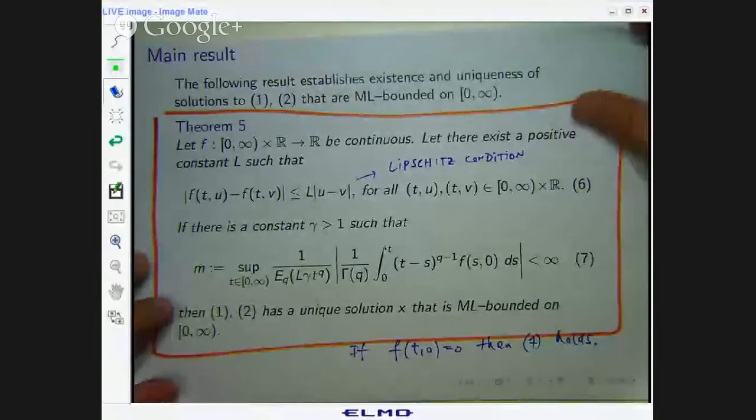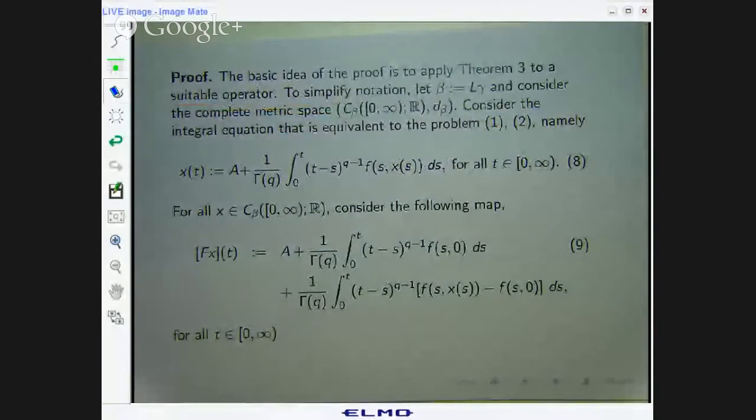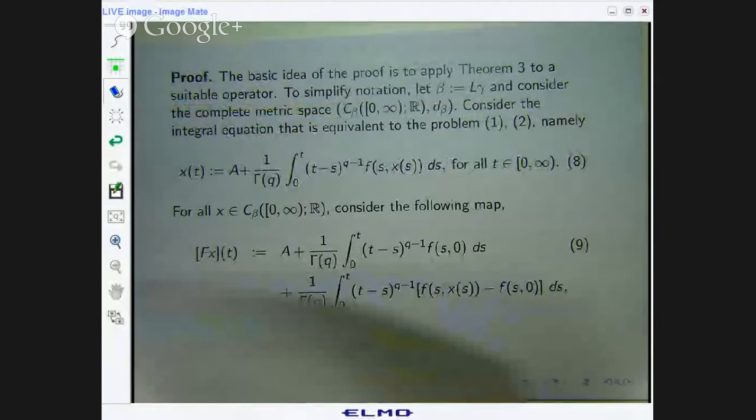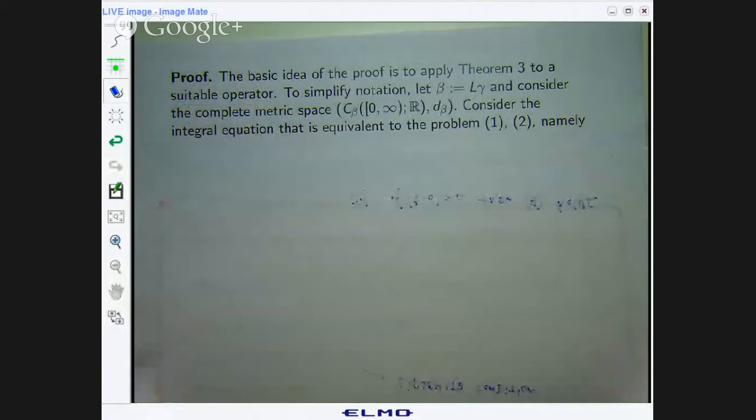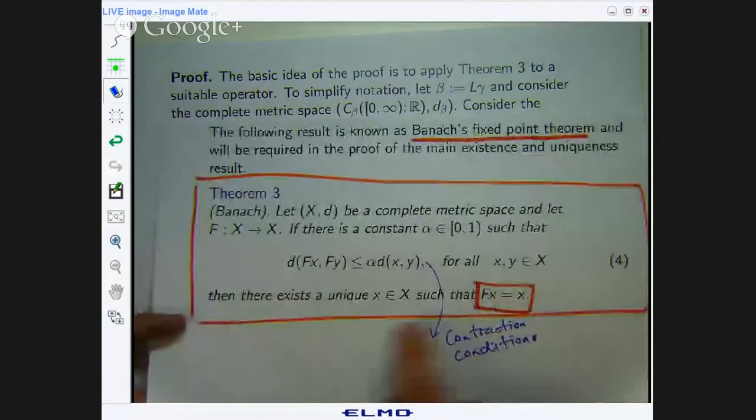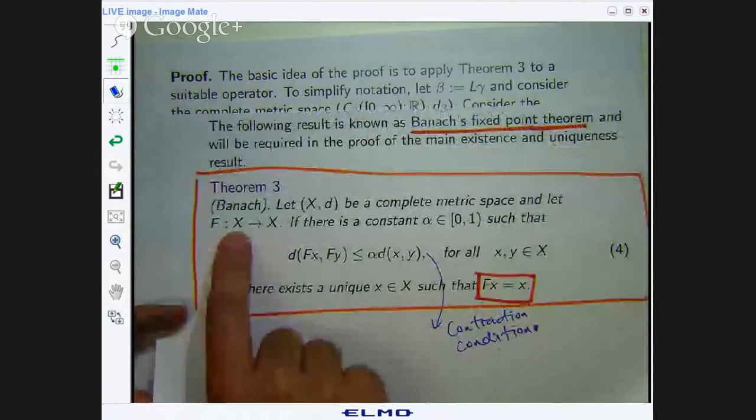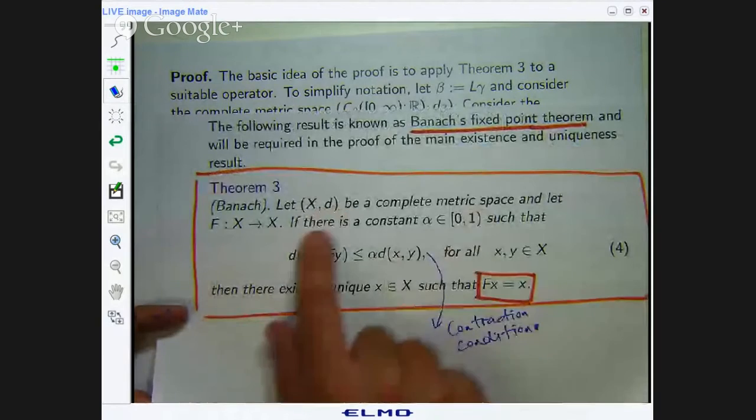Okay, all right, so that's the main result. Here is the proof. The basic idea is to take Banach's fixed point theorem and apply it to some operator big F in some complete metric space.